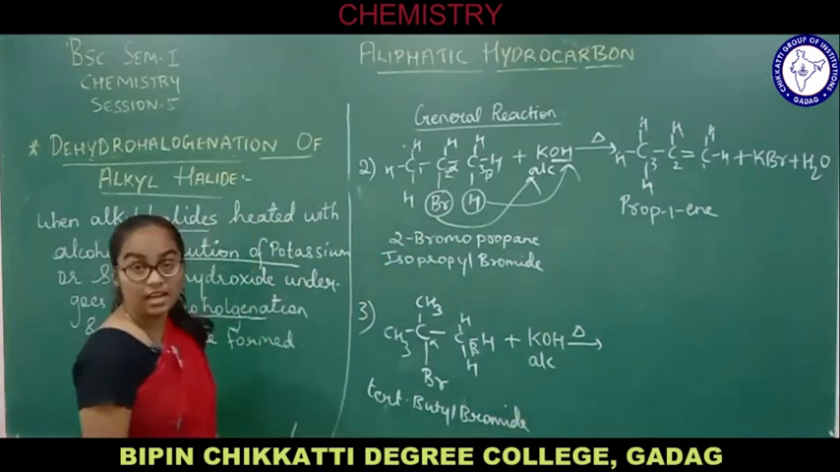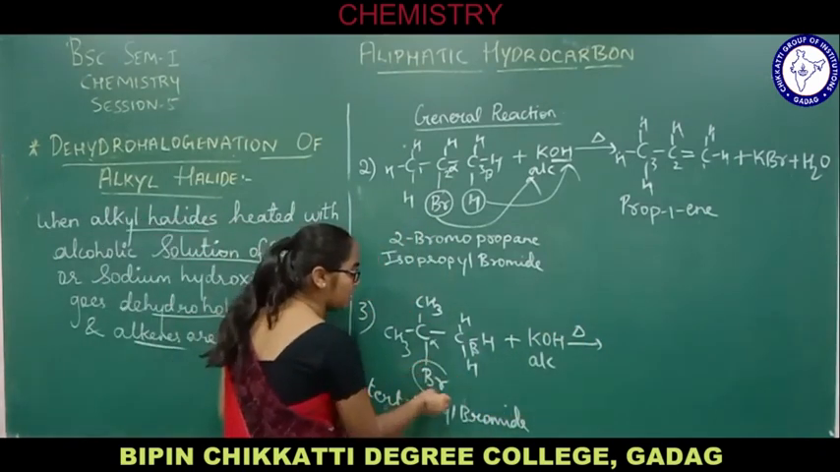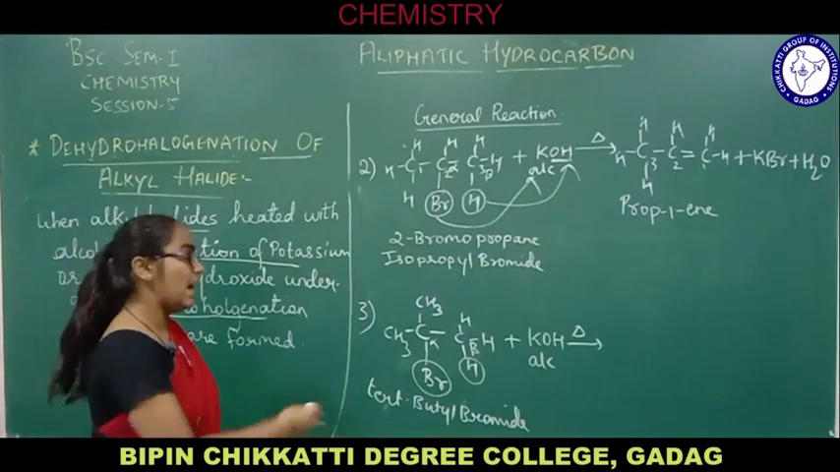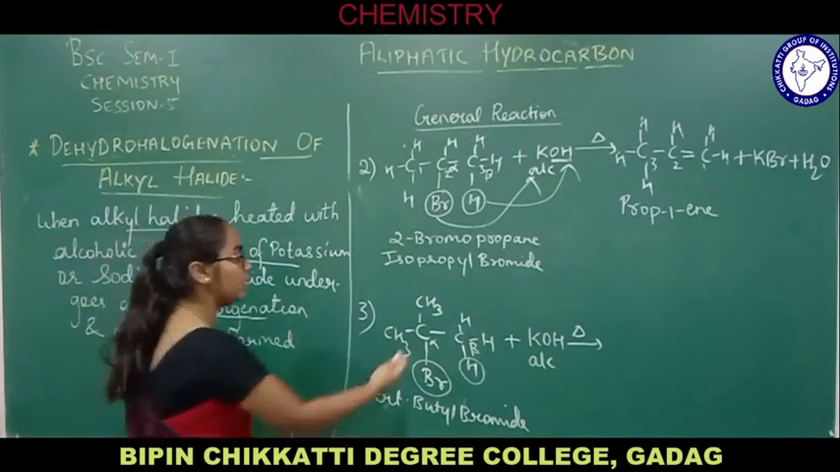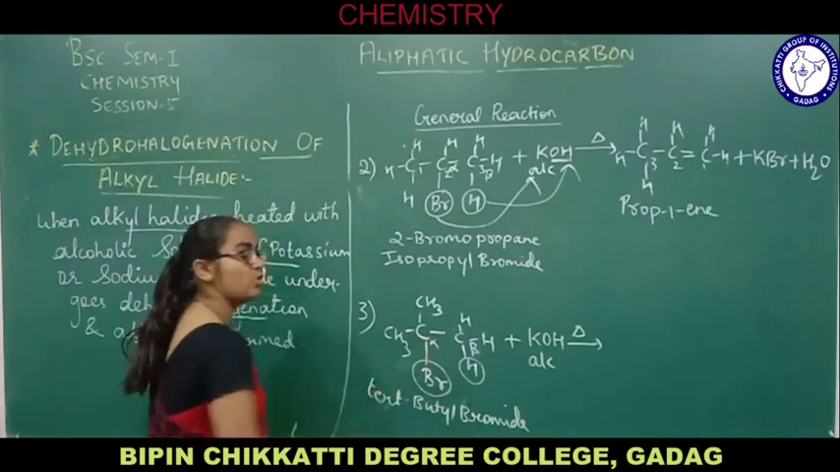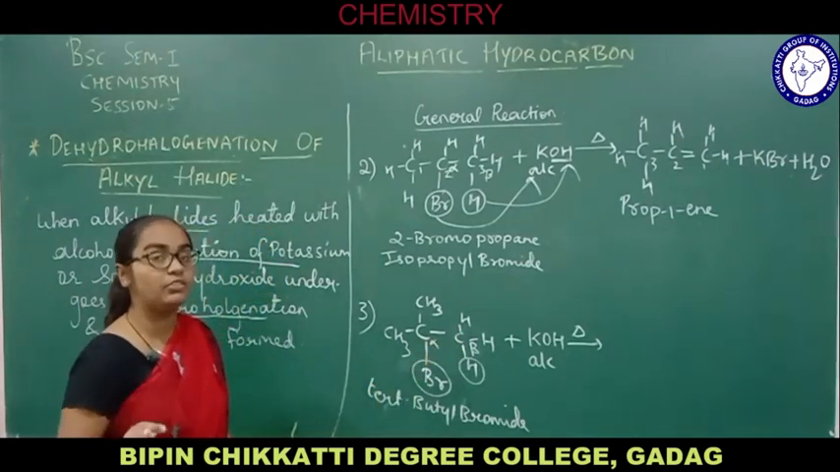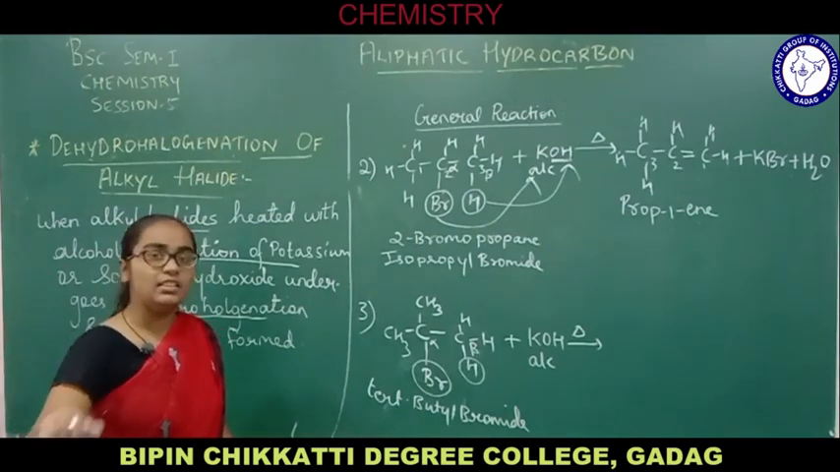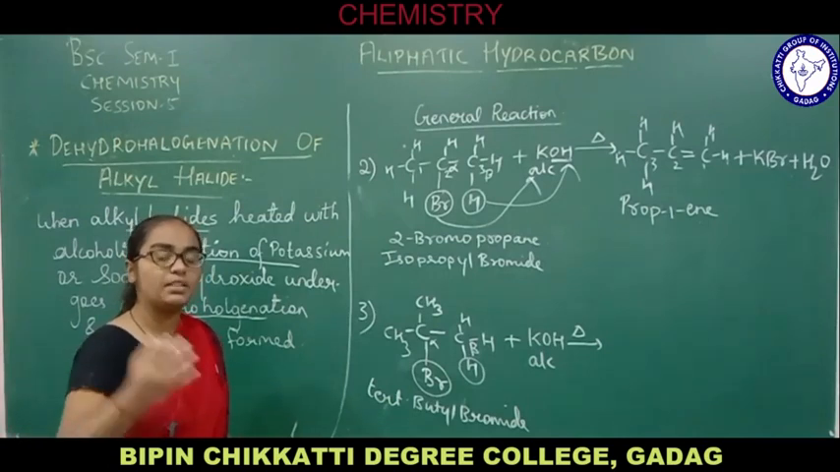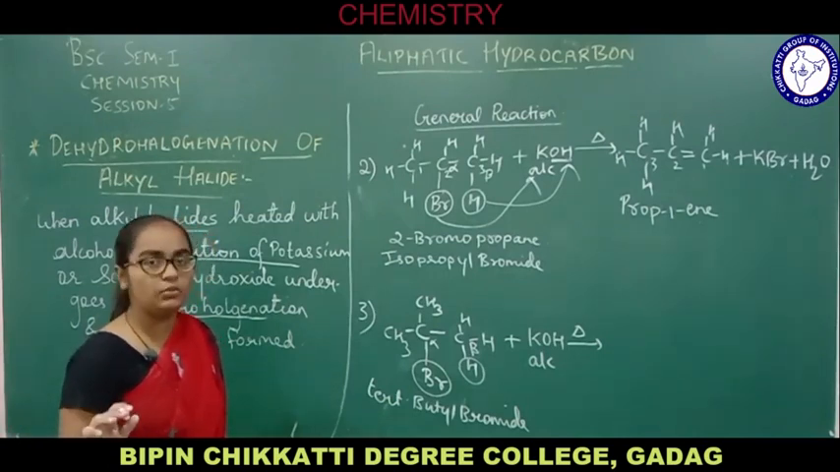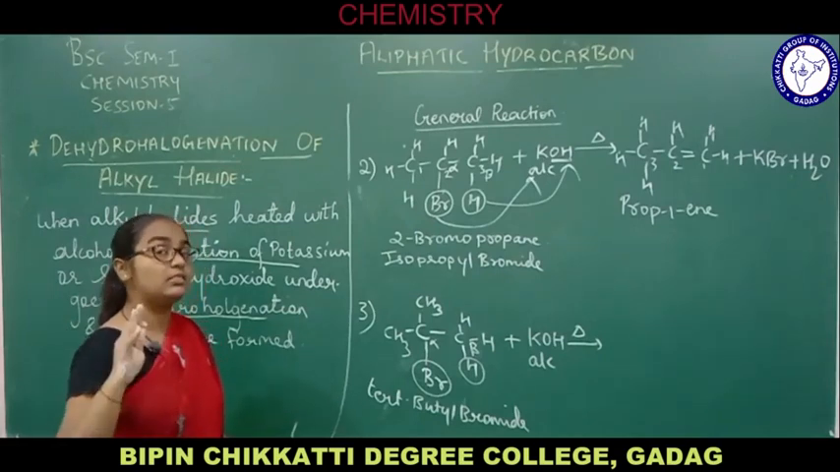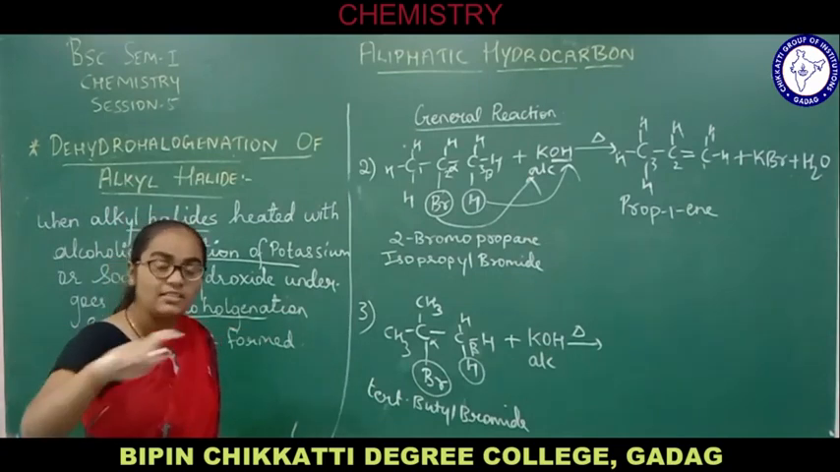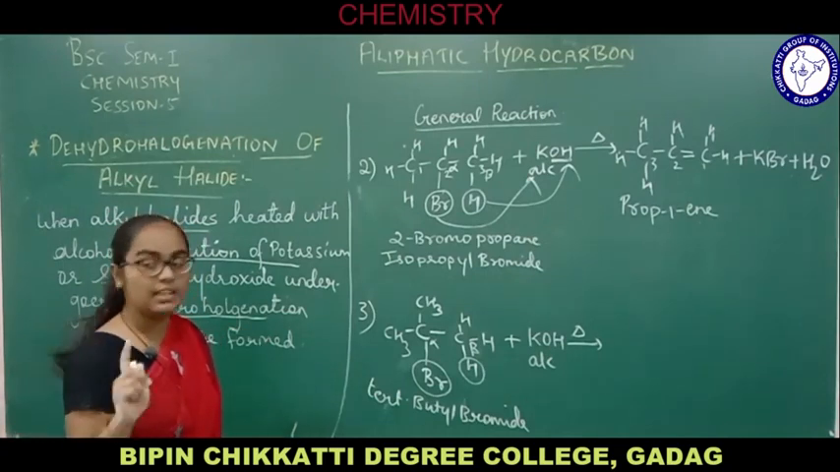At that time, from the alpha carbon we know that the bromide atom will get detached. From the beta carbon the hydrogen will get removed. The beta carbon, whichever you want, this one or that one, is up to you, because here the Saytzeff rule will not be applicable. If there are 3 carbons in the main chain, whichever beta carbon you choose, you can remove the hydrogen. But if the reactant has 4 carbon atoms in the main chain, then the Saytzeff rule will be applicable.